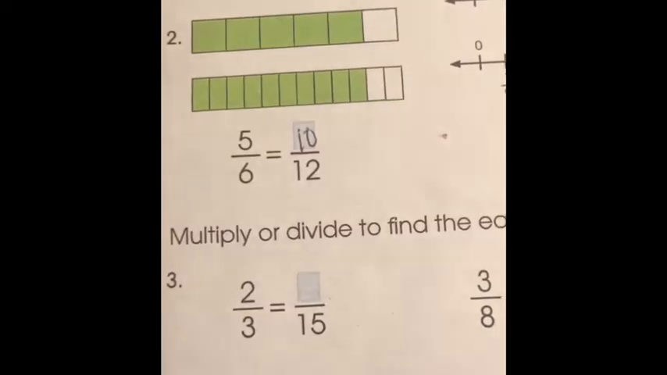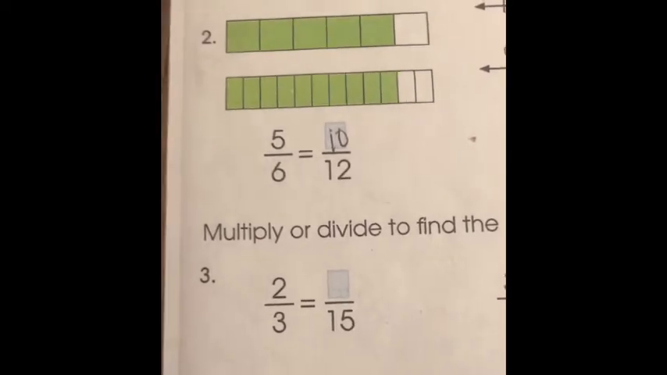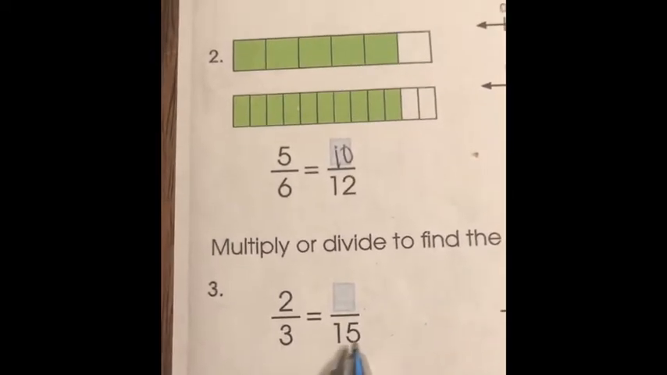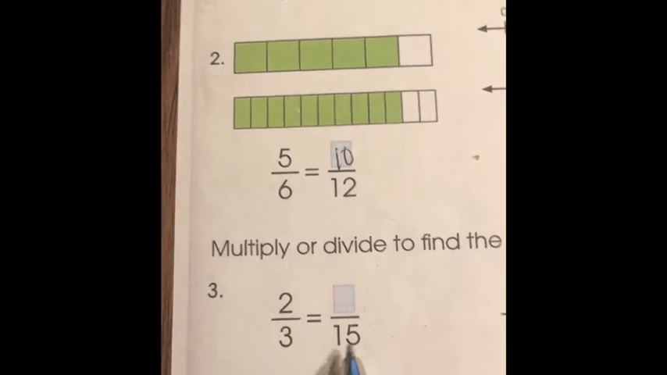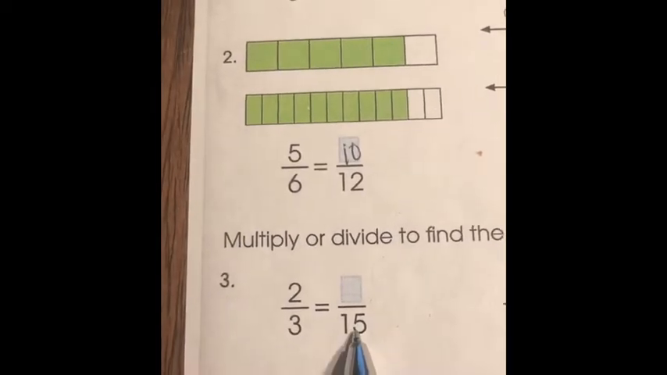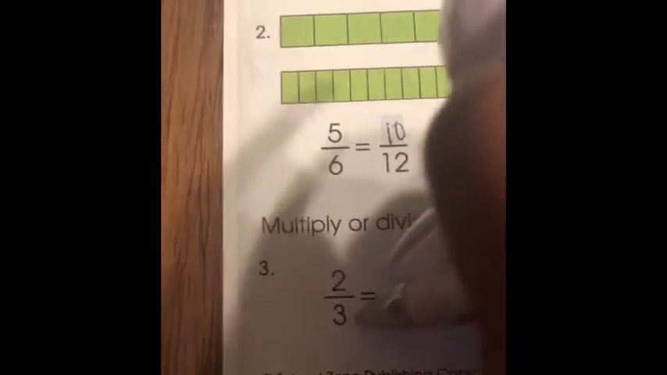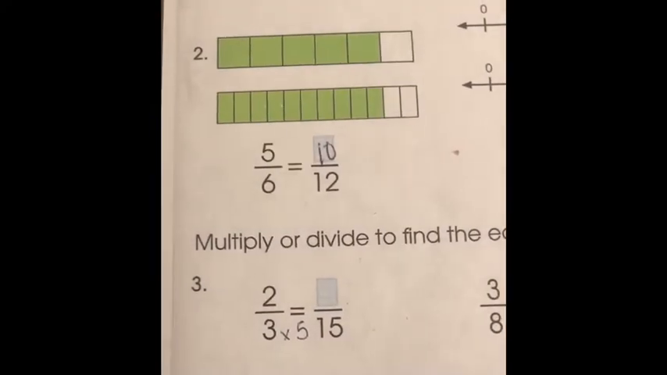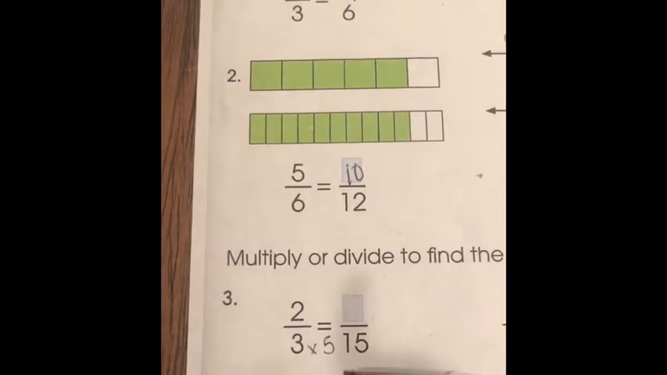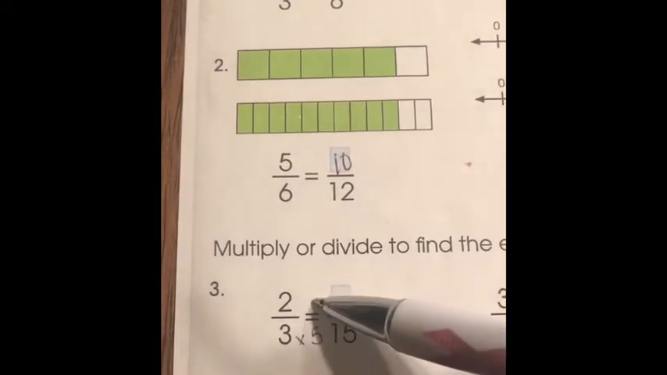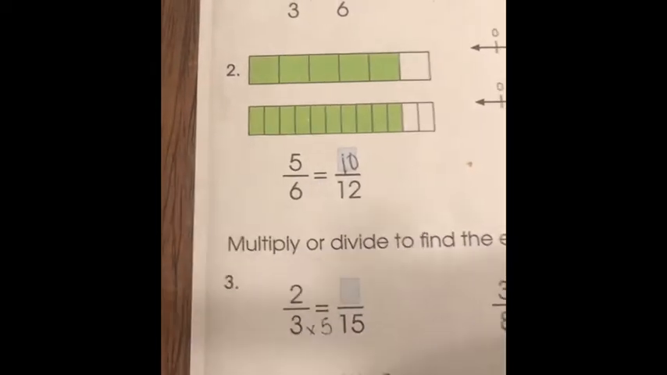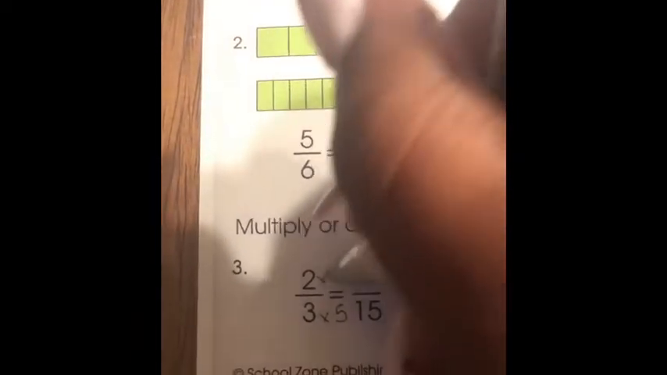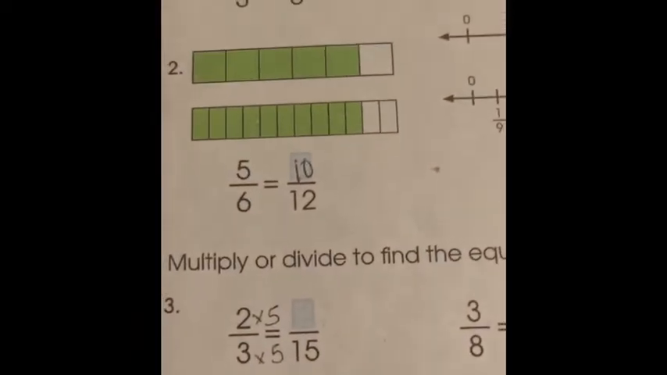Now this one is where you have to multiply or divide. If I'm looking here, this number gets bigger, so I know that I need to multiply. I know that 3 times 5 is going to give me 15. Because I multiply the denominator, whatever I multiply the denominator by, I have to multiply the numerator by. And so I'm going to multiply 5 by 2, and it's going to give me 10.